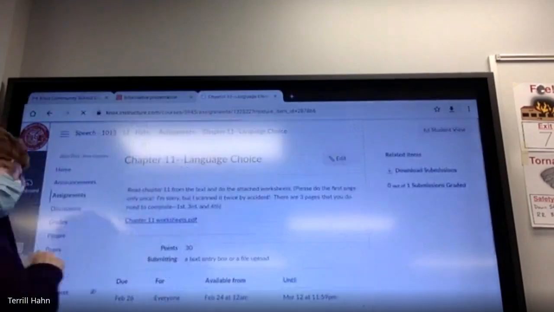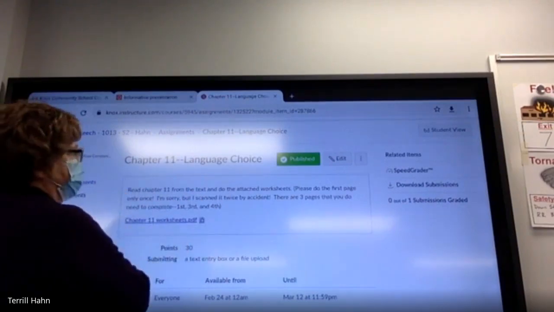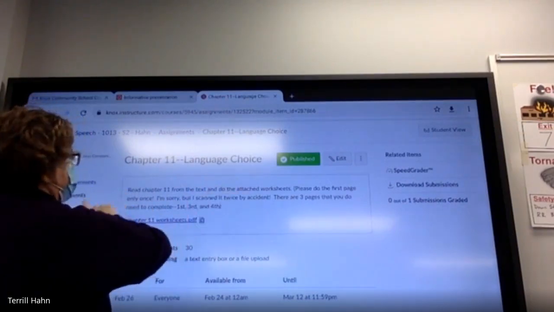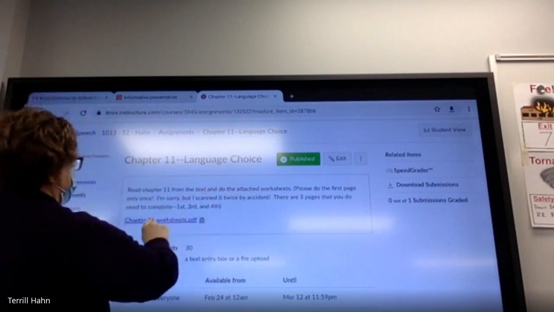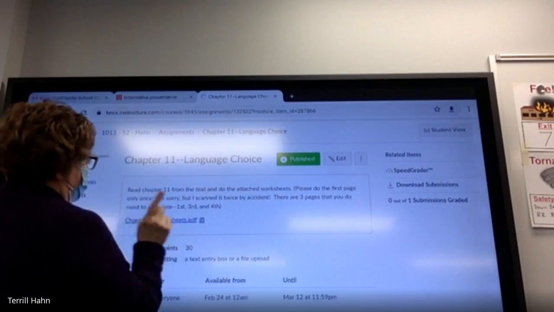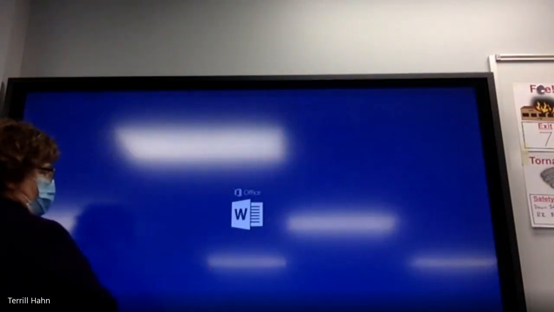Okay. And you've got the online textbook. It says read chapter 11 from the text and do the attached worksheets. Please do the first page only once. I'm sorry, but I scanned it twice by accident. There are 3 pages that you do need to complete. The first, the third, and the fourth. Okay. So here's what it looks like.